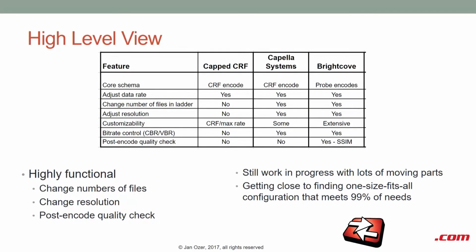And architecturally, the core schema is probe encodes. They do some sample encodes of the source. They can adjust the data rate, can adjust the files in the ladder, can adjust the resolution. There's extensive customizability. You do have bitrate control, so you can say, yeah, I want 110% constrained VBR or whatever technology or schema you want, and you can do a post-encode quality check.